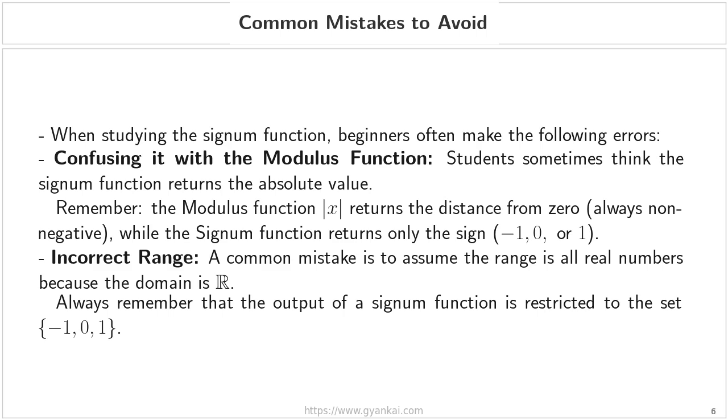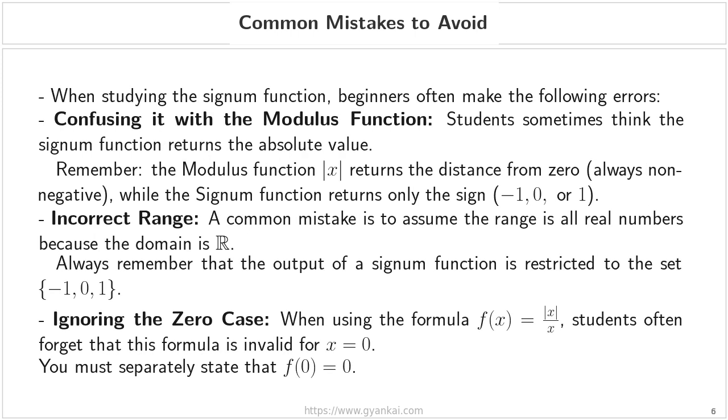Second, watch out for errors regarding the range. Because we discussed earlier that the domain is the set of all real numbers, some students mistakenly assume that the range must also be all real numbers. Don't let that happen. Always remind yourself that no matter what number you plug in, the output is restricted to just that small set of three specific values: -1, 0, and 1.